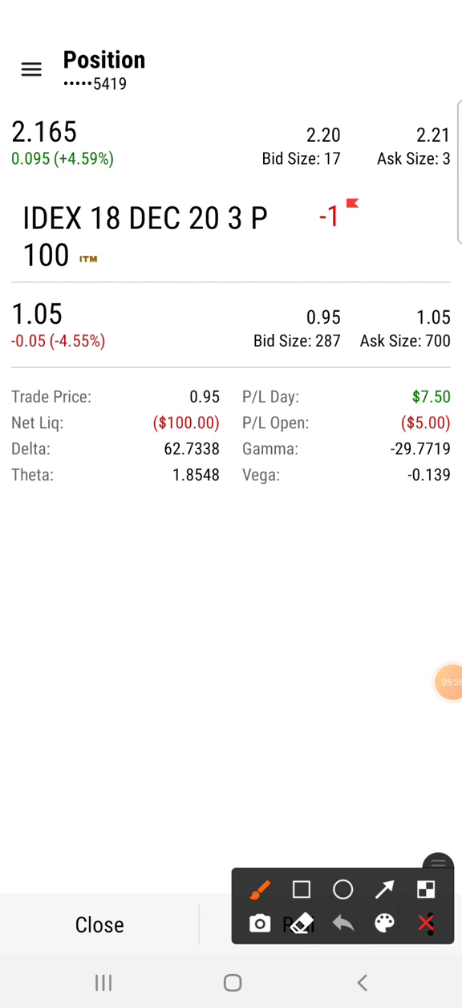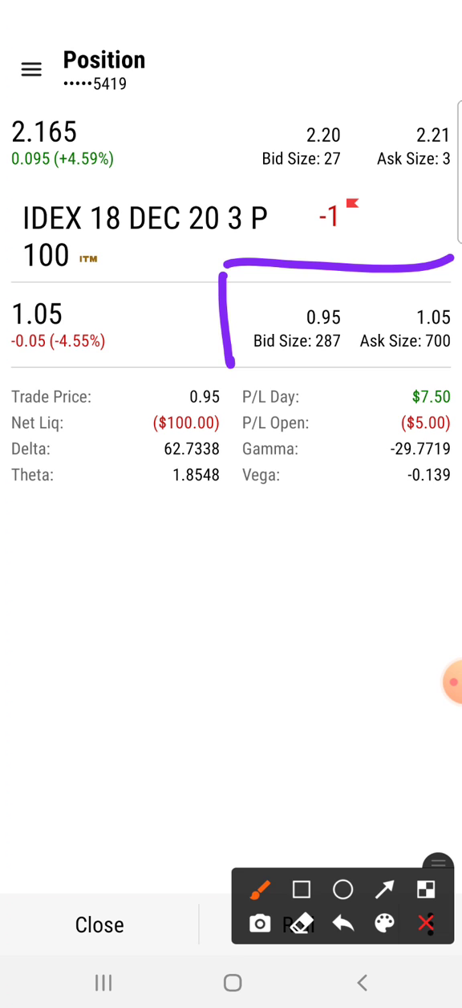Right now, the bid is 95, which means that people are willing to pay $95 for this current option that I have, and the ask is 105. So people are wanting to sell it for 105. So I already sold it to collect premium, so I would be on the bidding side. I'd want to buy it back.